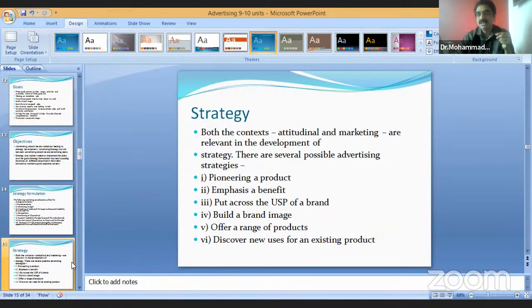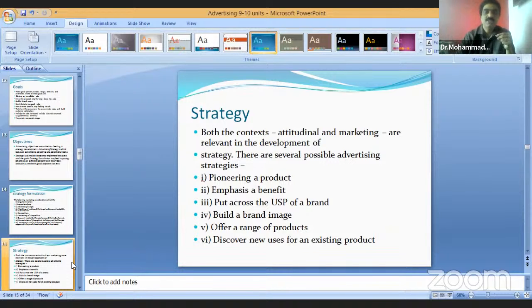So build the image. If we do not have a particular image, we need to create the brand image. Offer a range of products. Suppose we are giving a product, we have a range of products. What is the chain of products we have? What are the supporting brand images, the other products that we have in a particular segment, a particular category? Suppose we take this product, we will offer these other products at a 25% discount. So these are the things: offer a range of other products, maybe the same company manufacturing other products also.